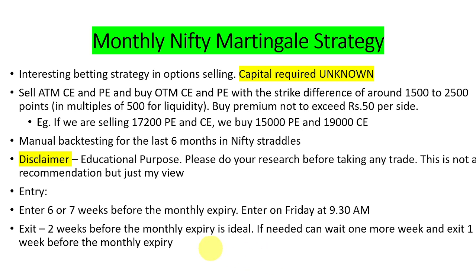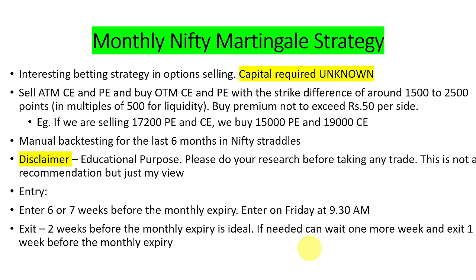And you're exiting like 2 weeks before the monthly expiry, or at least 1 week before monthly expiry. The reason is, in the last 1 or 2 weeks, if there is a very big trending move happening, then it will be very difficult to do martingale and do adjustments. So it is always ideal to exit 2 weeks before.